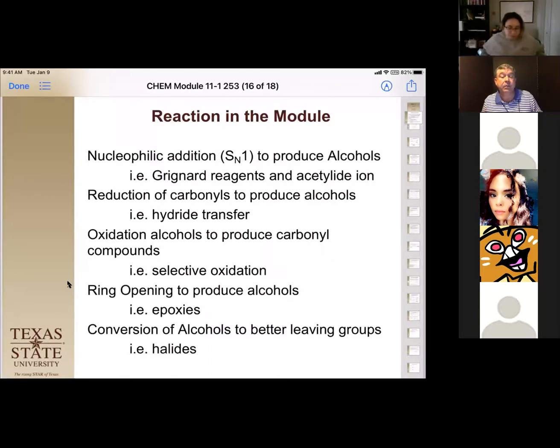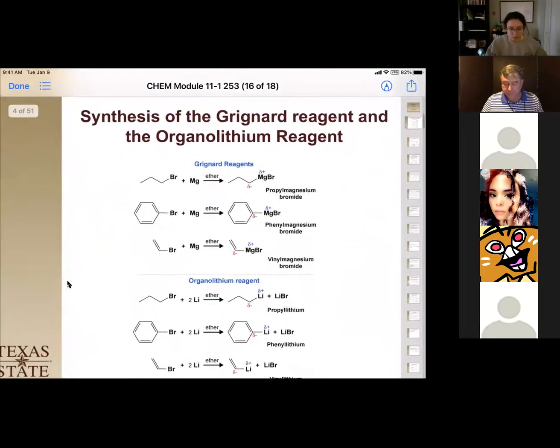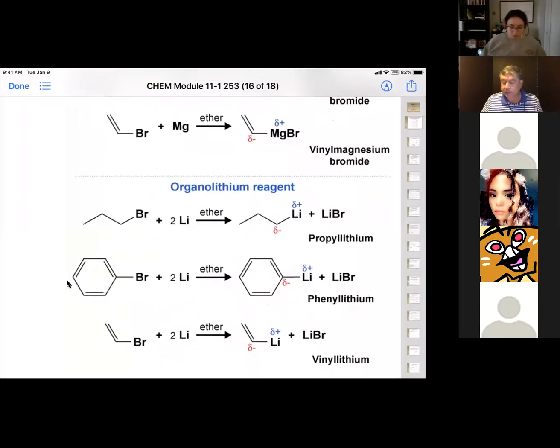OH is a bad leaving group, so sometimes you want to convert it to something else and make it into a better leaving group. Okay, so let's start with our nucleophilic substitution reaction and the Grignard reagent. Okay, so we introduced a very strong base two chapters ago called butyllithium. Butyllithium is basically a lithium reagent with a polar covalent bond between carbon and lithium.